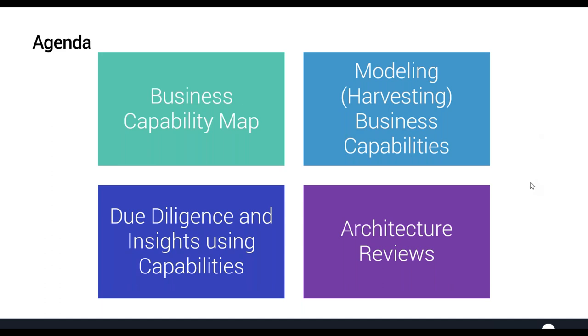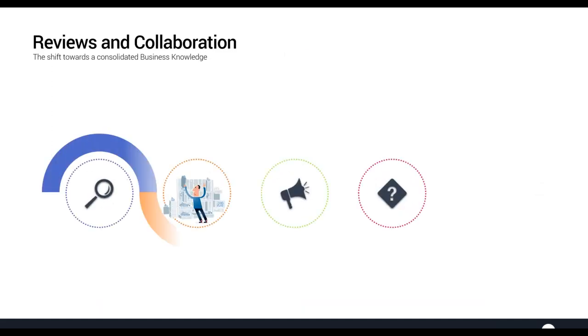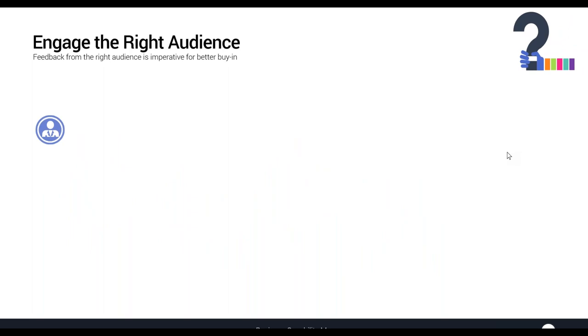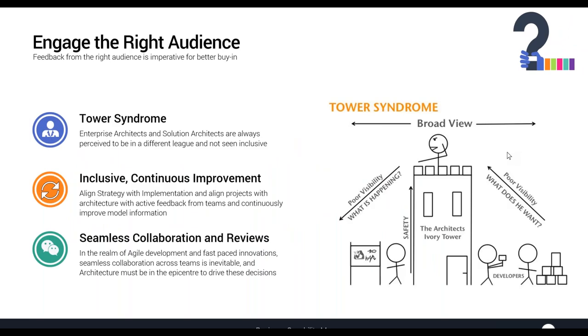And the last step I would like to show is to have architecture reviews facilitated through the Sparx platform once again. So the approach that we always say is: identify the sources, harvest it into EA, and use Prolaborate to do the reviews and engage the wider stakeholders. Through their continuous feedback, you'll be able to improve your models. And why is it so important to do that?